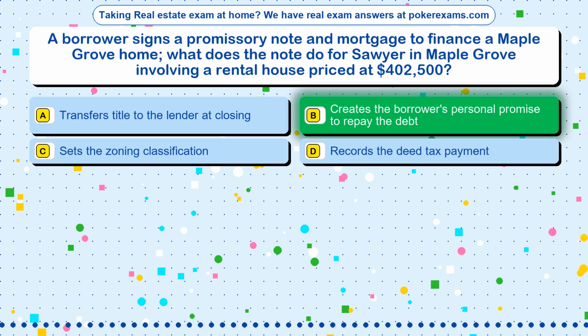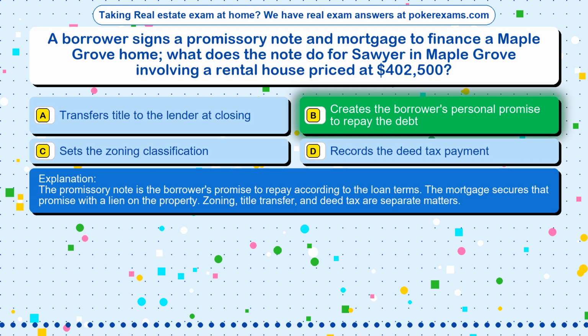The correct answer is option B. Creates the borrower's personal promise to repay the debt. The promissory note is the borrower's promise to repay according to the loan terms. The mortgage secures that promise with a lien on the property. Zoning, title transfer, and deed tax are separate matters.